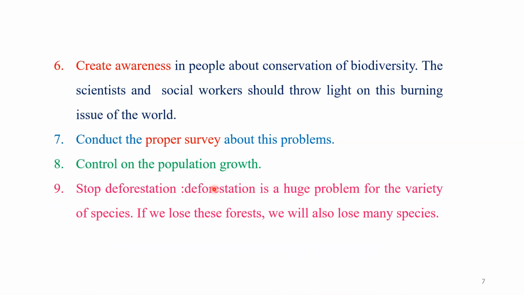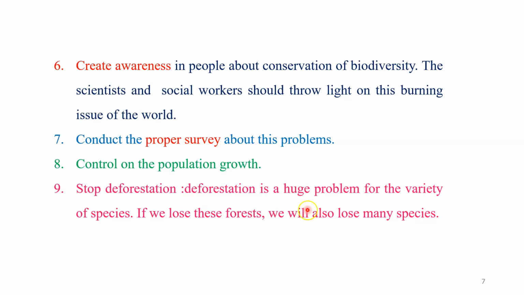The next one, very important with respect to the conservation of biodiversity, is to stop deforestation. You know what deforestation means? The clearing of forest area on the surface. So when we clear or cut the trees, it causes damage, or creates an obstacle in the conservation of biodiversity, because forests are very important with respect to the conservation of biodiversity.